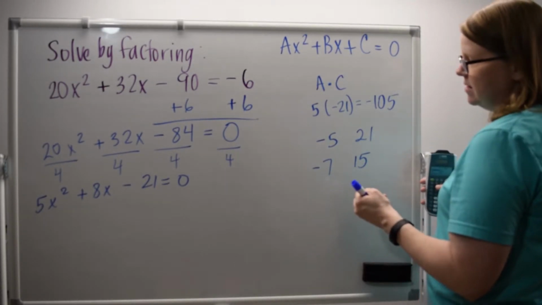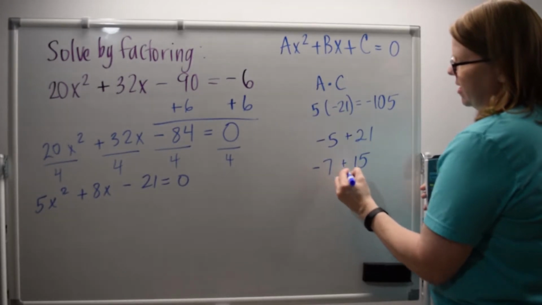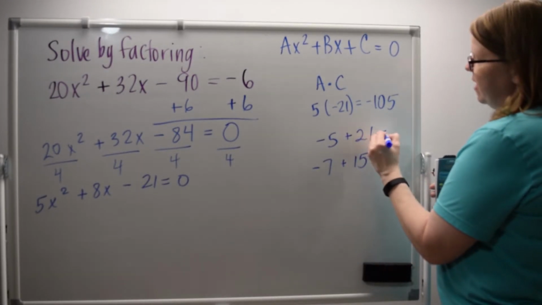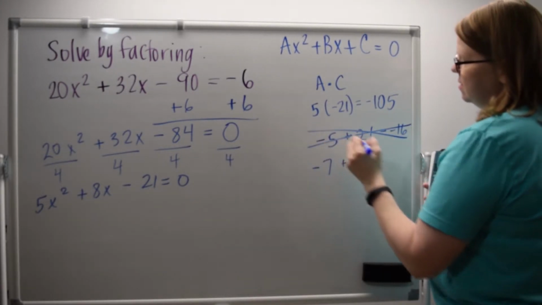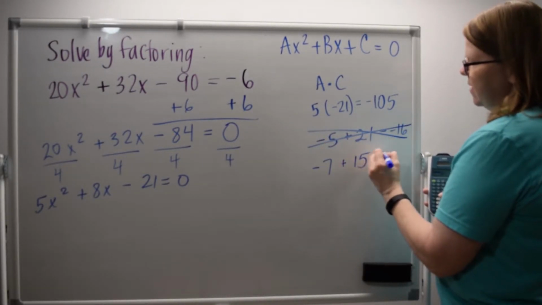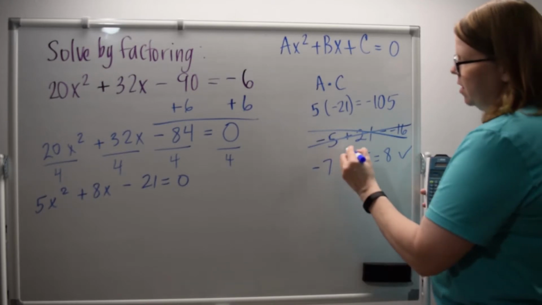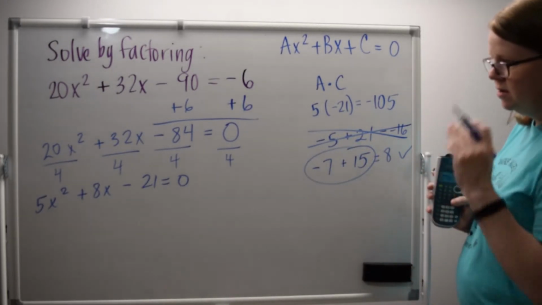I'm looking for one that adds up to be 8. Well, these are positives. So 21 minus 5, that's 16. That's not a positive 8, so that's not it. -7 plus 15, that's 8. That's what I'm looking for. So these are the numbers I'm going to use.